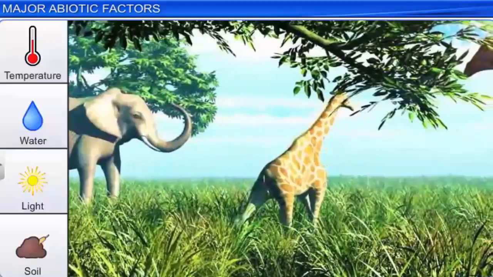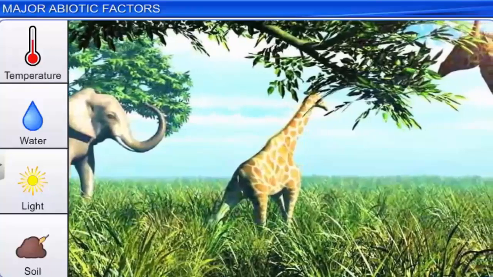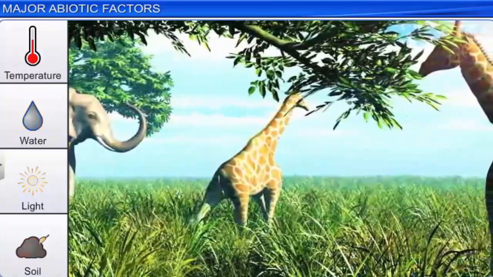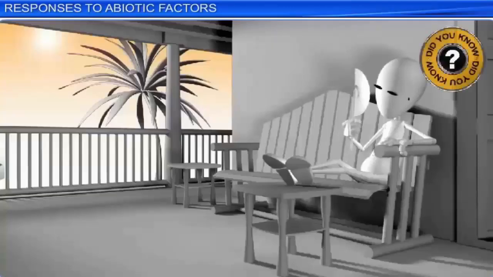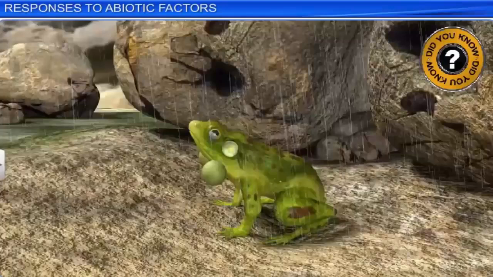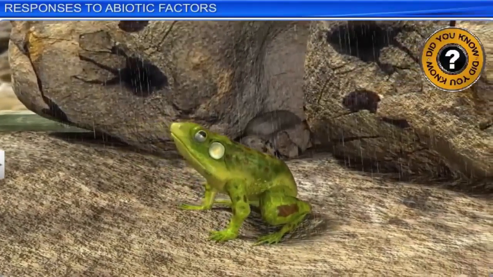In this way, various organisms adapt themselves to different abiotic factors of the environment, which include temperature, water, light, and soil. Did you know that sweating in summer, shivering in winter, and seeing frogs in the rain and not in summer or winter are all responses to changing abiotic factors?